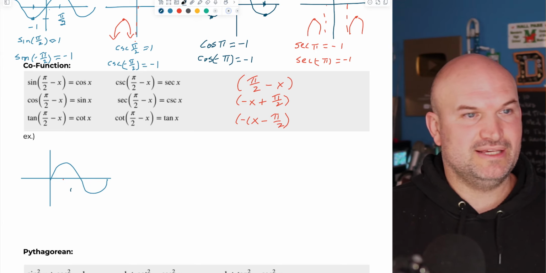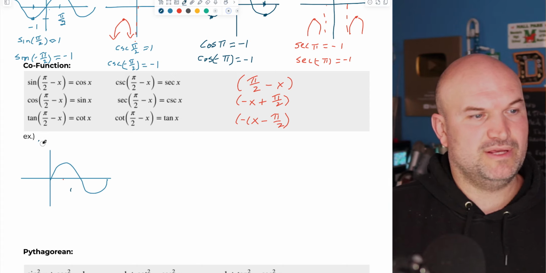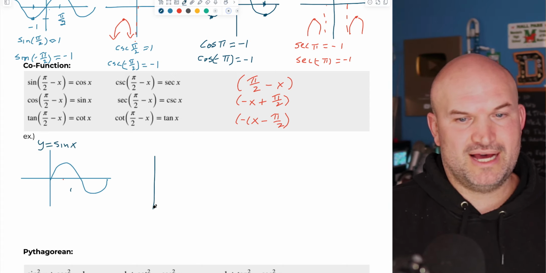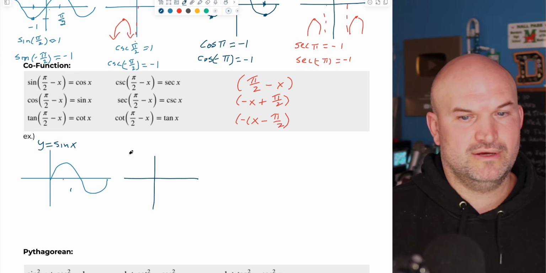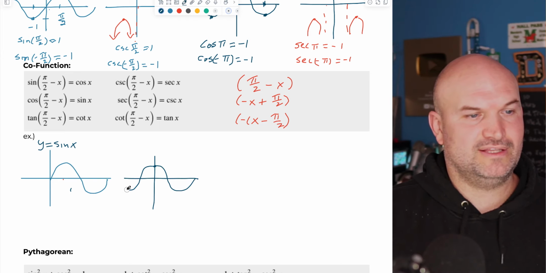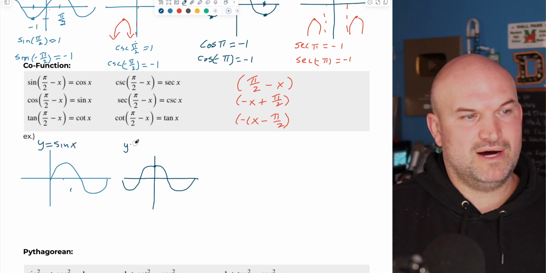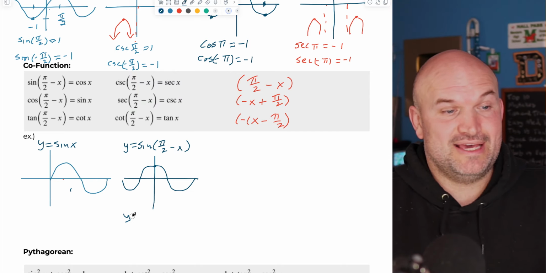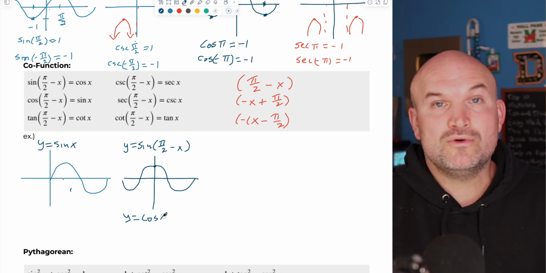If this was y equals a sine of x, and then we apply those transformations, you can see that this graph is now going to look like the cosine graph. So y equals a sine of pi halves minus x, and that actually is the exact same thing as y equals a cosine of x.